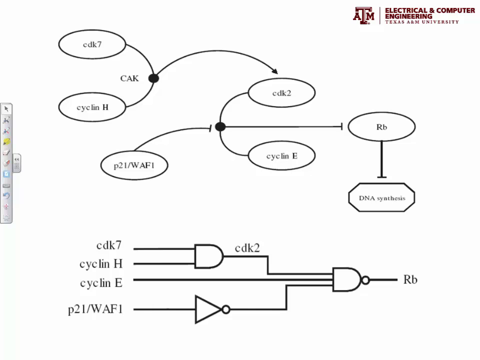Any questions? All of this is basically providing justification for using Boolean type logic in the modeling of genetic regulatory networks. That's all it is.